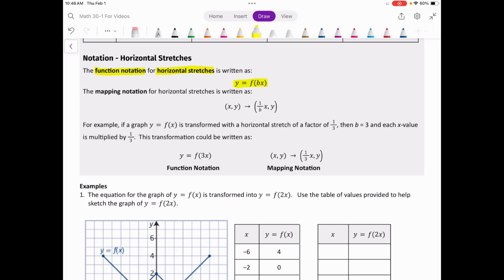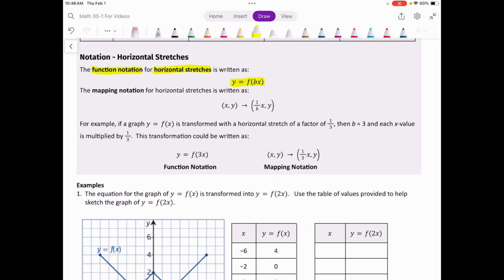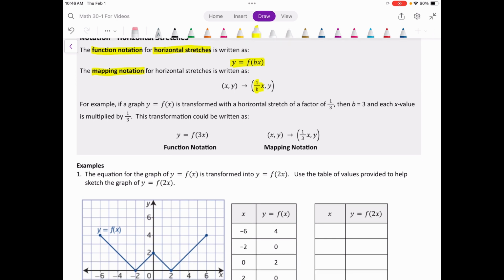So the mapping notation, again, remember, mapping notation is just a little bit more specific. A little bit more direct instructions for how to go from one point to another point. This is more general for transforming the whole equation. This shows you for each x, what's happening to it? Well, it's being multiplied, like we talked about, by 1/b x. Y should be unaffected if all that happened was a horizontal stretch.